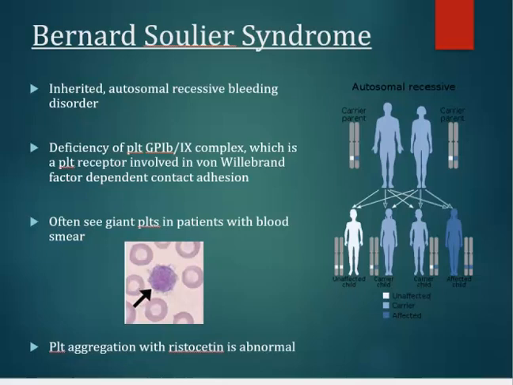If you look over here on the far right-hand side of your screen, it shows you the inheritance of this syndrome. Both parents have to be carriers of the gene for the disease in order for a child to have a chance to be affected by Bernard-Soulier disease.